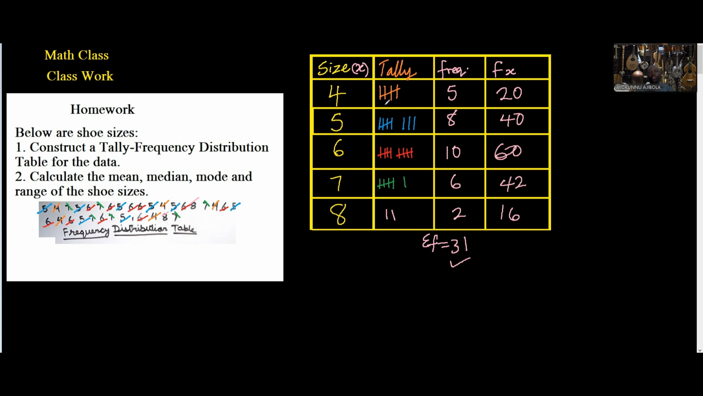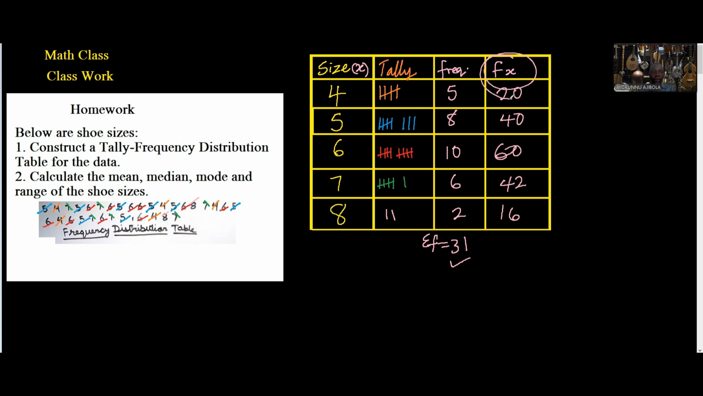Now, unmute yourself and explain to me if you understand how I arrive at all of these columns. I mean, all the details in this column. Pardon? Yes, how did I arrive at all the details in this column? Which one? The frequency or the FX?